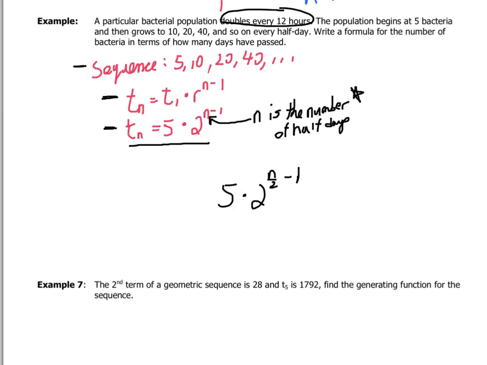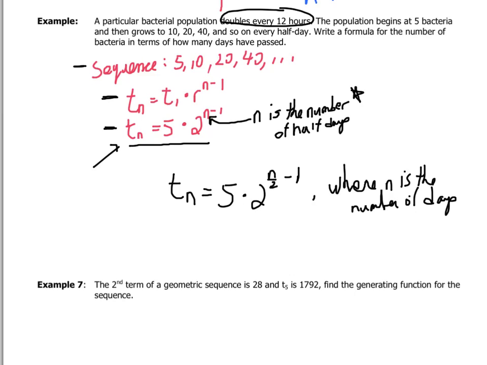If n were the number of days, then n divided by 2 is the number of half days. So we could write this where n is the number of days. Either formula here or here is acceptable. What's important for us is that we understand that one of these formulas is referring to the number of half days, whereas the other formula refers to the number of days.